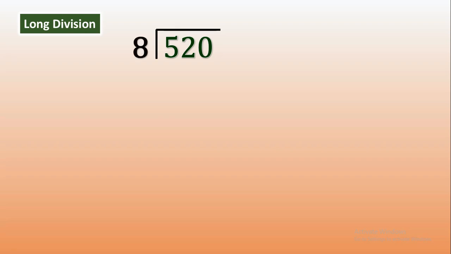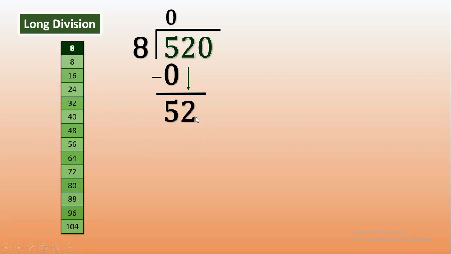So, 520 divided by 8. 5 divided by 8 is 0. Walang 8 sa 5, so 0. 0 times 8 is 0. 5 minus 0 is 5. Bring down 2. 52 divided by 8. Ilang 8 meron sa 52? Medyo mahirap-hirap. Gagamitan natin ulit ng multiple table ng 8. So, this is 52. Hindi na tayo pwede dito sa 56. So, hanggang 48 lang tayo. Bilangin natin kung ilang 8 yung kakasya sa 52. 1, 2, 3, 4, 5, 6. So, there are 6 8s in 52.